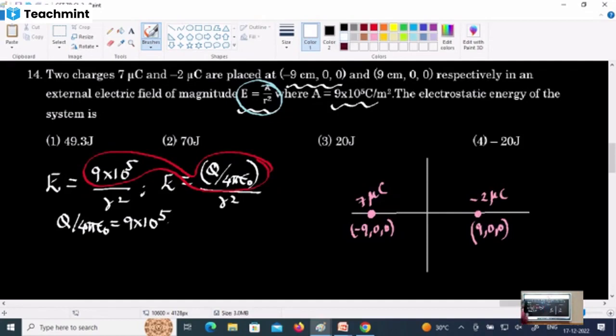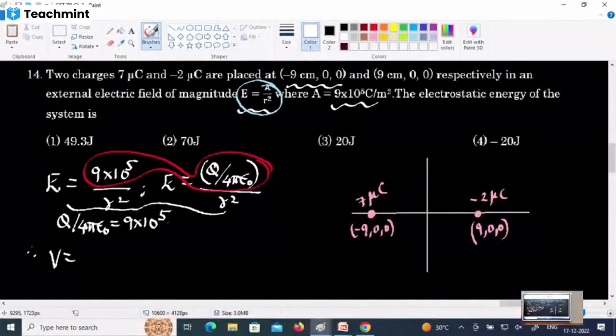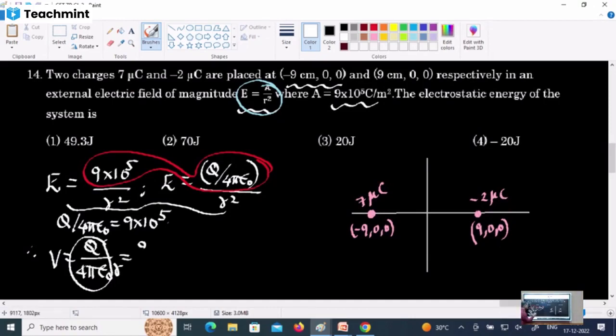So therefore this electric field is definitely that due to a point charge, and the potential is also due to a point charge. The question does not say that the field is produced by a point charge, but looking at the expression of the electric field, you should be able to conclude that this electric field is caused by a point charge. So therefore the potential is also that due to a point charge, which is given by q by 4 pi epsilon naught, given as 9 into 10 to the power of 5, divided by r.